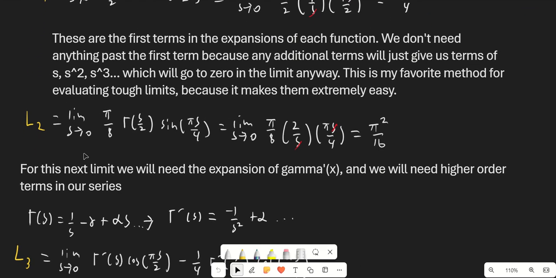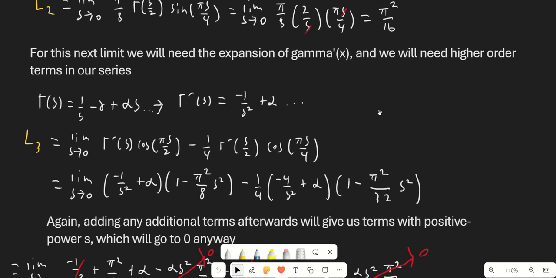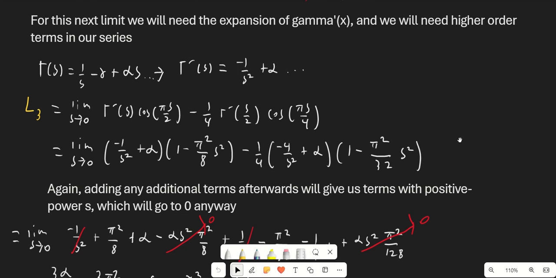We're going to do the same trick for this other limit, almost the exact same thing, just now we have 2 over s and pi s over 4, so we get pi squared over 16. Next, we're going to need the expansion of gamma prime of s, and we're going to use higher order terms in our series. So if gamma of s is 1 over s minus gamma plus alpha s, then gamma prime of s is negative 1 over s squared plus alpha, plus other terms as well.